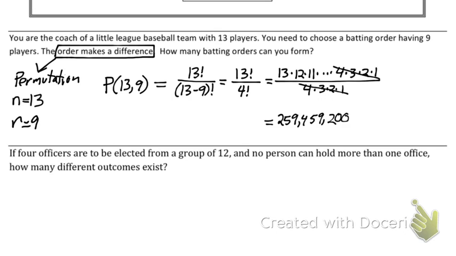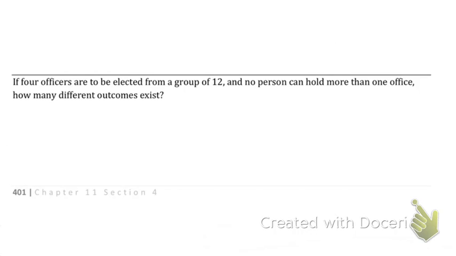Okay, our last one. If 4 officers are elected from a group of 12 and no person can hold more than one office, how many different outcomes exist? Your first question is going to be, and you'll know why tomorrow, does order matter? So I'm picking offices. We have president, vice president, secretary, and treasurer. Does it matter which one you get? Are you equally as happy with president as you are treasurer? Maybe, but do they hold different offices? So does the order of how you get picked matter? Yeah, the order definitely matters. Order matters.